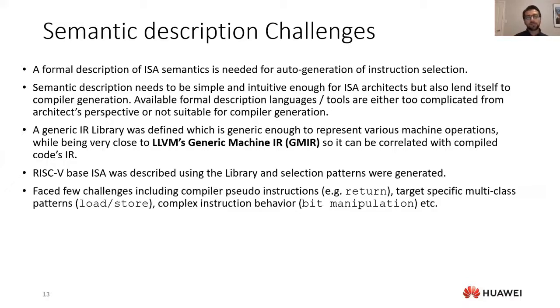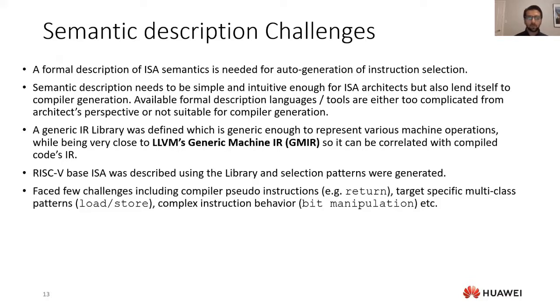However, there are a few semantic descriptions out there which can be used for formal semantics, formal verification rather. However, the key point for ADL is to be simple and intuitive enough for ISA architects, but also be able to use it for compiler generation. So to achieve this, we defined a generic IR library, which is generic enough to represent various machine operations while being very close to LLVM GMIR. So it can be correlated with the compiler's IR.